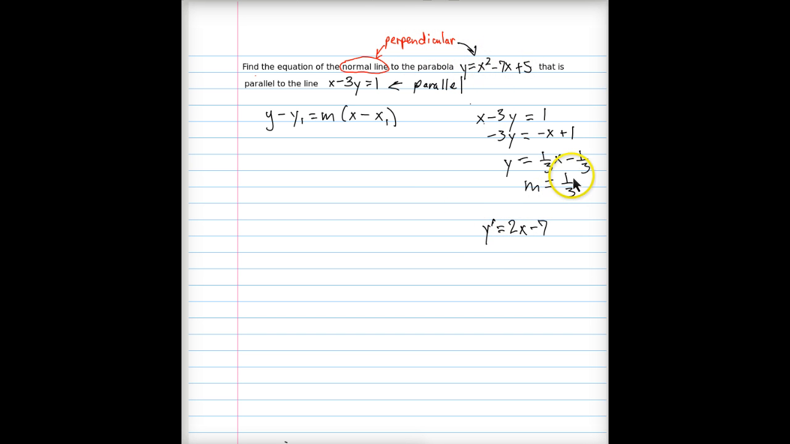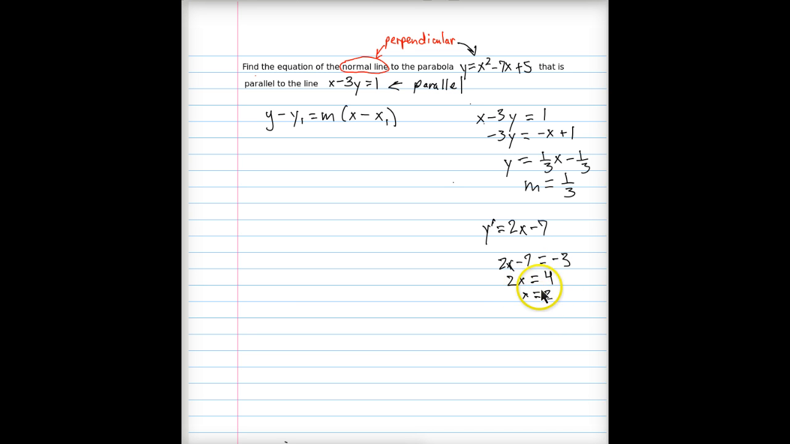So if it were to be perpendicular, if we know our slope is 1/3, perpendicular to that would be negative 3 if we flip it and change the sign. So we can set this 2x minus 7 equal to negative 3 and solve for x. That's going to give us 2x equals 4 and x equals 2.